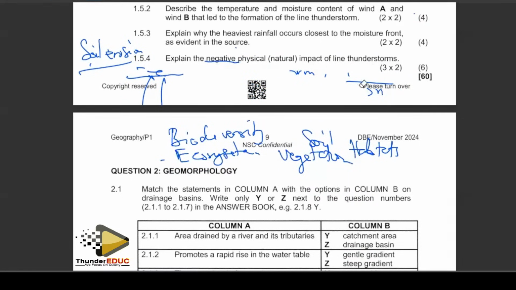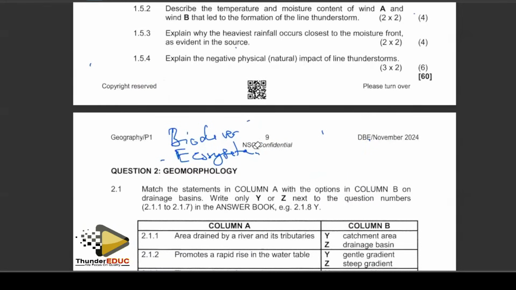Right. We move on to the next question. It's now geomorphology. We just have a rundown through the geomorphology question and try to figure out how best we're supposed to respond to those questions. Right.